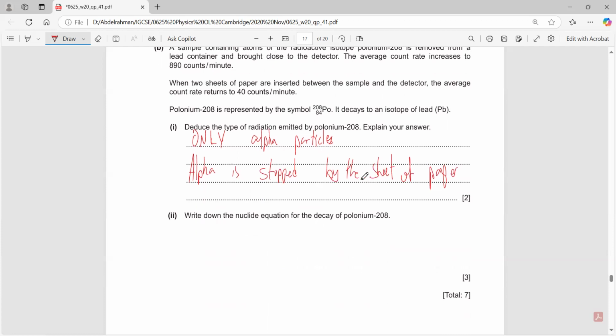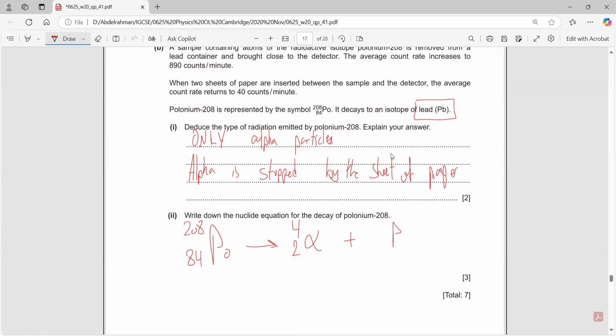Write down the nuclear notation for the decay of polonium. Polonium produces lead, Pb. Can I write down the nuclide equation? Yes, definitely. Polonium-208, atomic number 84, produces an alpha particle, which is 4 and 2, plus lead, Pb, which would have a mass number of 204 and an atomic number of 82.